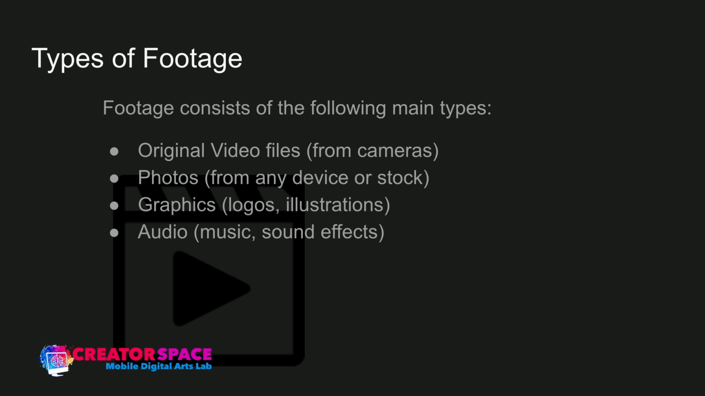So let's look at the types of footage. So really footage consists of the following main types. So you have your original video files that can be from cameras, photos, graphics, and audio. So I just did a breakdown here of what some of the main types of files that you could be looking at in what you're getting. Generally, what you're mainly working with is those original video files, and that's from a camera.